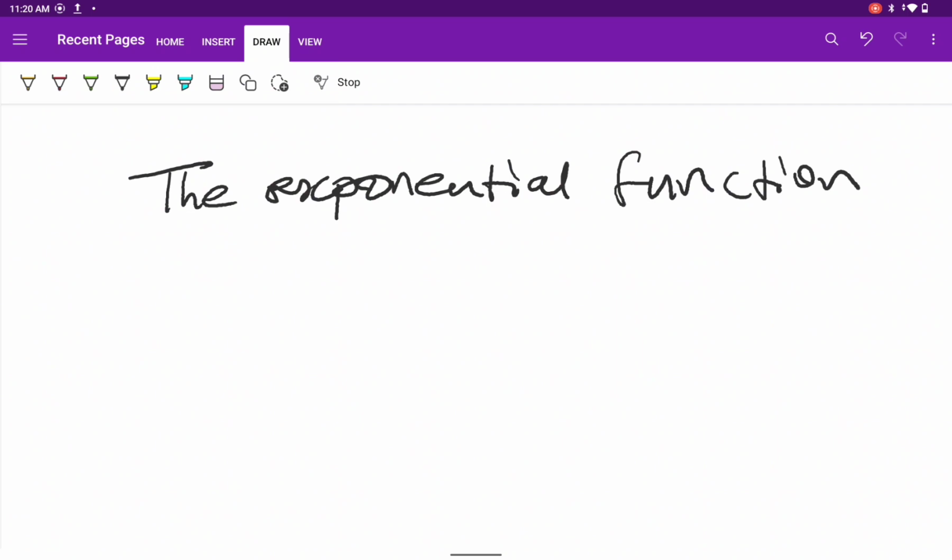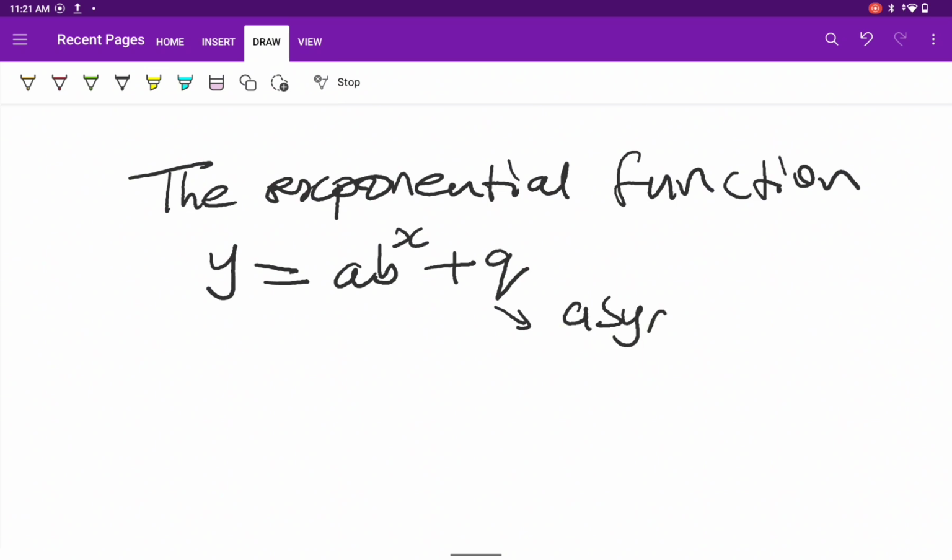The exponential function. The form of the exponential function is y equals a b exponent x plus q, where q is the asymptote. Right, q is the asymptote. So we have only one asymptote in this case, and it's the horizontal asymptote.